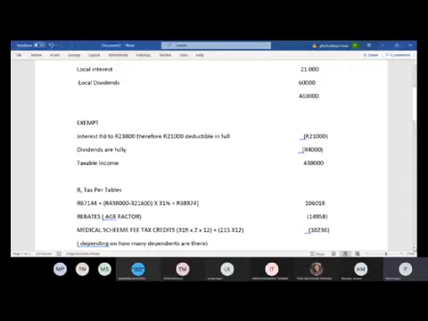Okay, so let's look at the dividends. They are fully exempted, and that's what I'm saying, I think I made a mistake up there. So your taxable income is 43,800 rand.